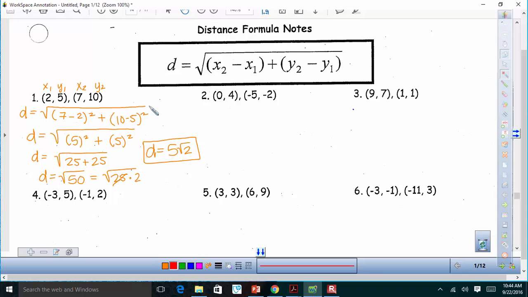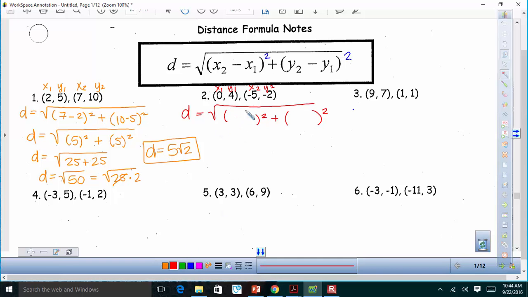So let's try another one like that. Let's look at number 2. Go ahead and label x1 and y1, x2 and y2. I'm going to write distance, and I'm going to put a big, long square root. I'm going to go ahead and put my parentheses squared plus my parentheses squared. I just realized that on these notes, it doesn't have squared here, but it has it on your notes, correct? Yes. Both of these should be squared.